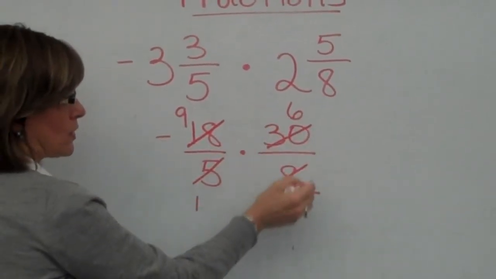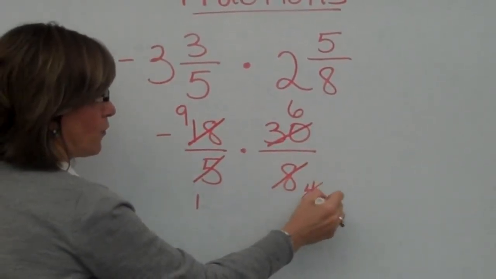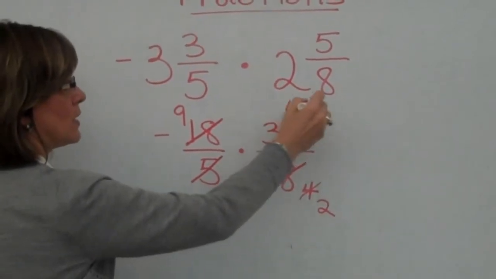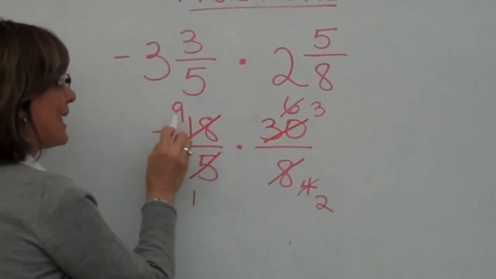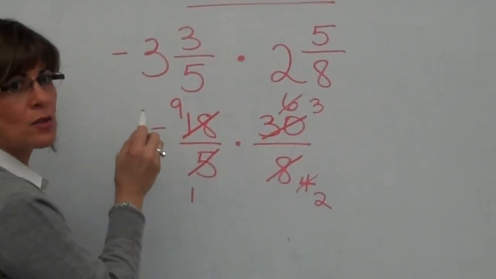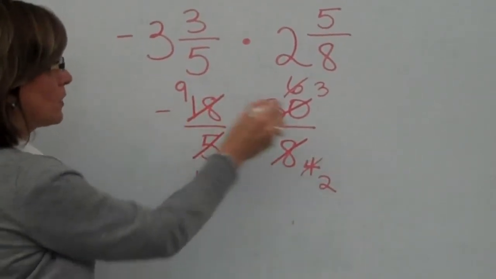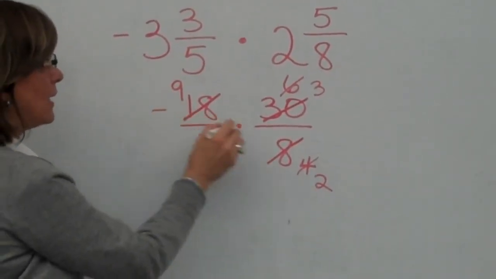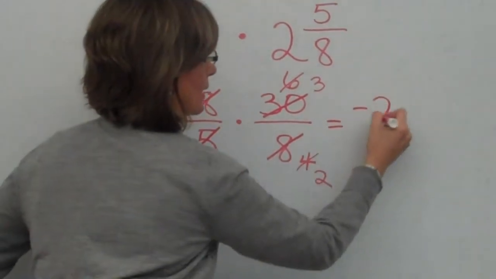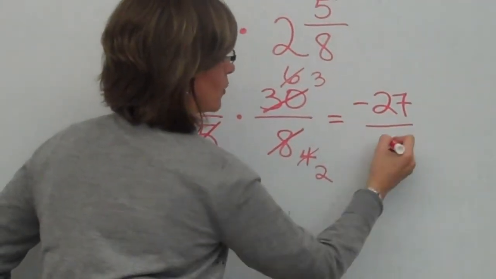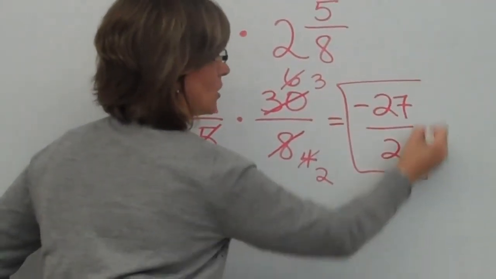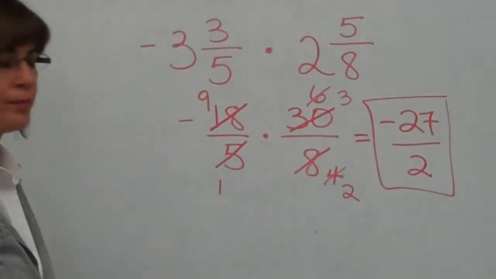I can still reduce here. 2 goes into 4 twice. 2 goes into 6, 3. I cannot do 3 and 9 because they're both numerators. Now I multiply across. Negative 9 times 3. Negative 27 over 2. I don't have to change it to a mixed number.